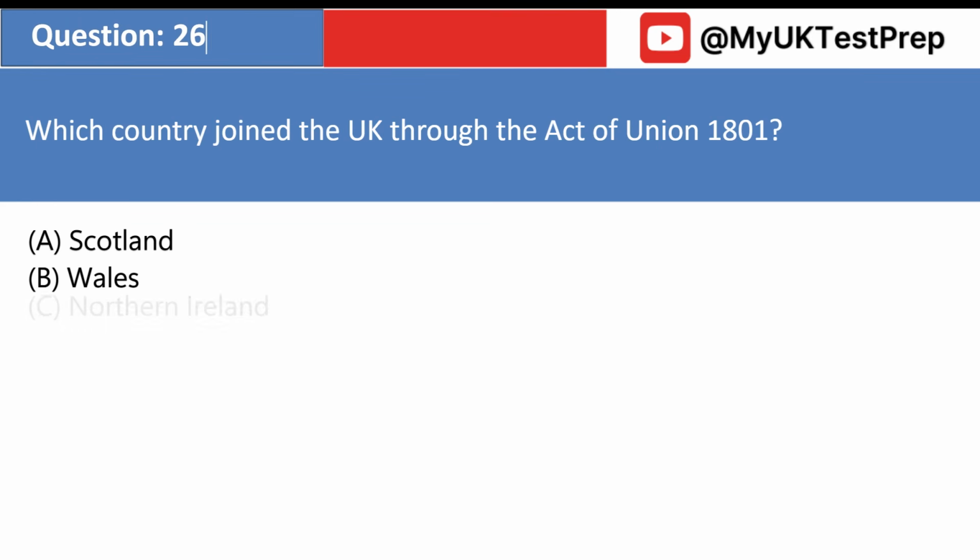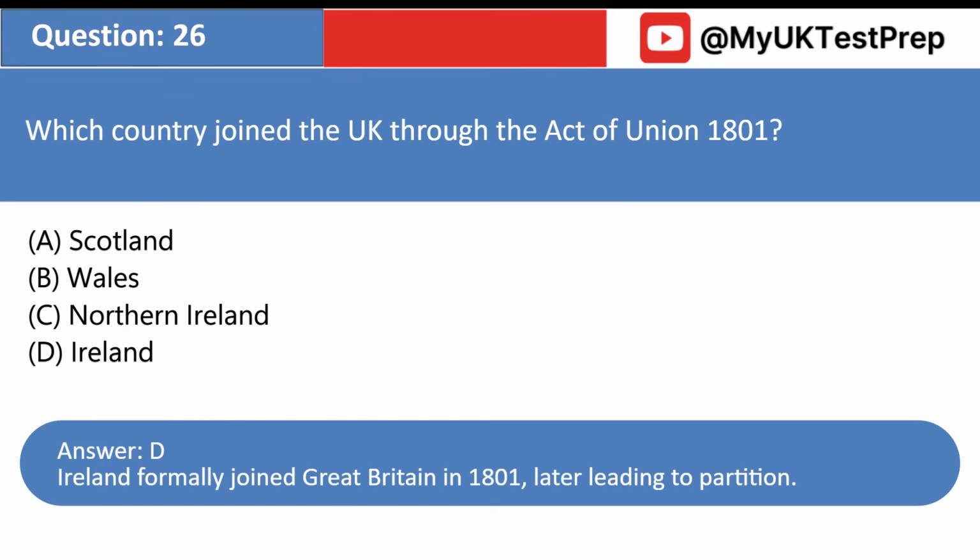Which country joined the UK through the Act of Union 1801? A. Scotland. B. Wales. C. Northern Ireland. D. Ireland. Answer: D. Ireland formally joined Great Britain in 1801, later leading to partition.